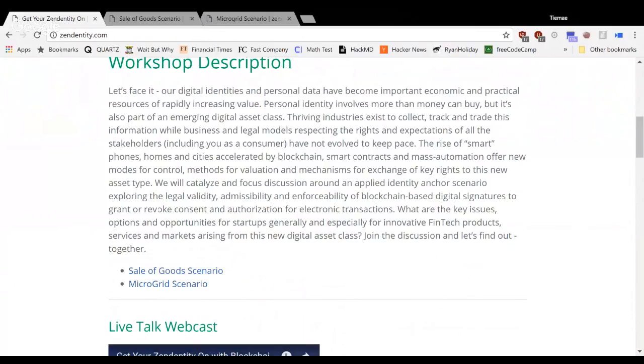So we will catalyze and focus discussion around an applied identity anchor scenario. Actually, two of them. I'll start with one anchor scenario, and then we'll go to a more complex one that we want to dig into. The anchor scenario that I'm going to bring up explores the legal validity, admissibility, and enforceability of blockchain-based digital signatures to grant or revoke consent and authorization for electronic transactions.